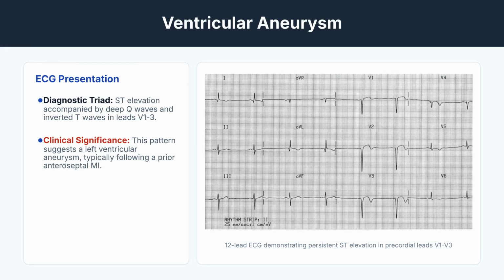Ventricular aneurysm, typically after a prior MI, is diagnosed on an ECG by a triad of persistent ST elevation, deep Q waves, and inverted T waves in leads V1 to V3.